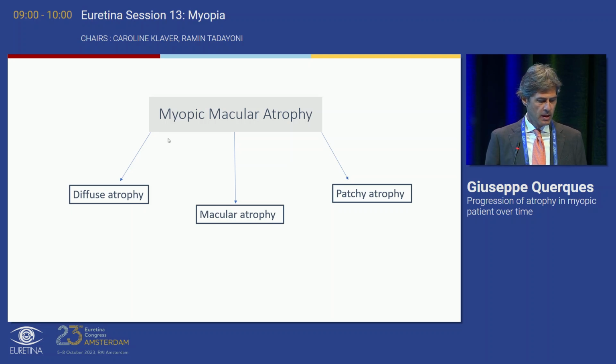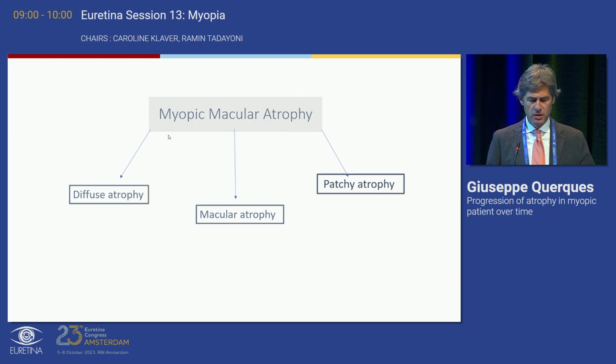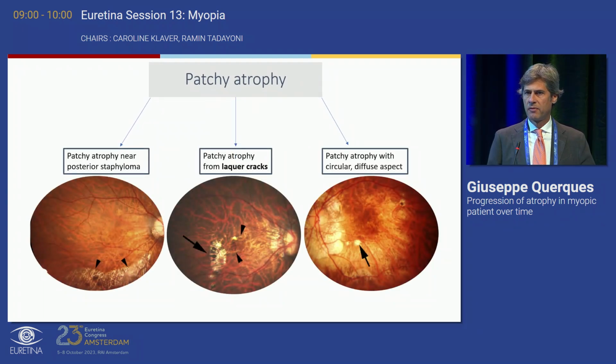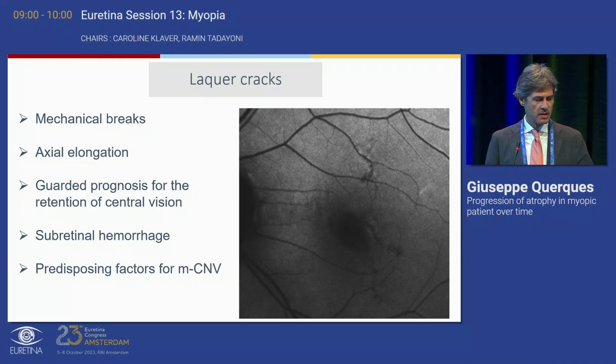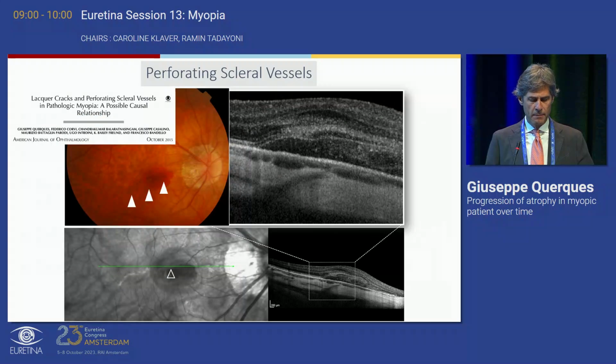Atrophy may be diffuse or patchy, and there could be other factors besides staphyloma, or associated with the staphyloma, responsible for this patchy atrophy. One of these is development of lacquer cracks, and we recently demonstrated that lacquer cracks may develop because of the presence of perforating scleral vessels, and this is probably one of the reasons for the previous question.